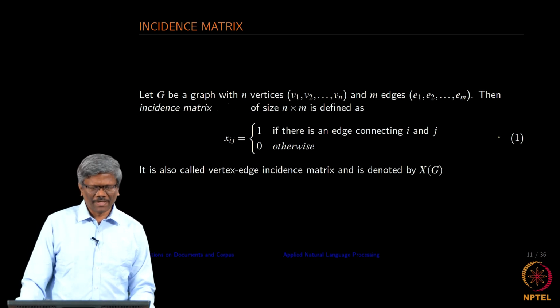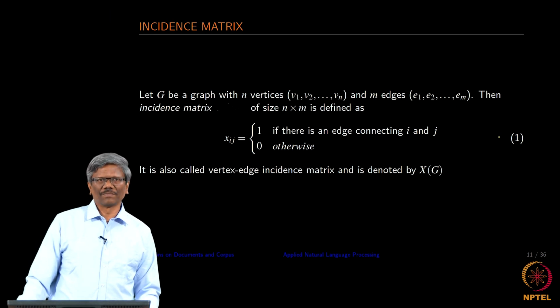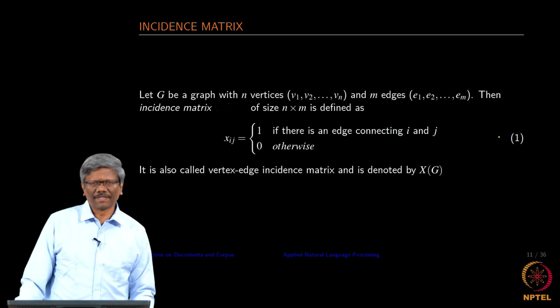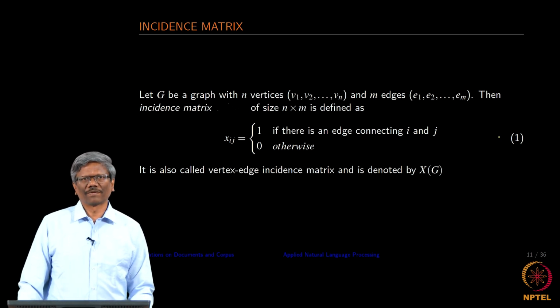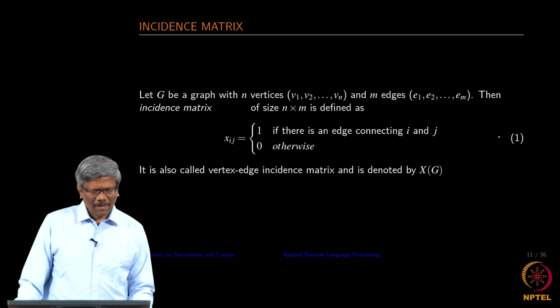So, the first one is going to be the incident matrix. I am going to give a little bit of theory first, before we go into the details of what the incident matrix means with respect to a corpus. I am going to read out what is there in the slide right now.